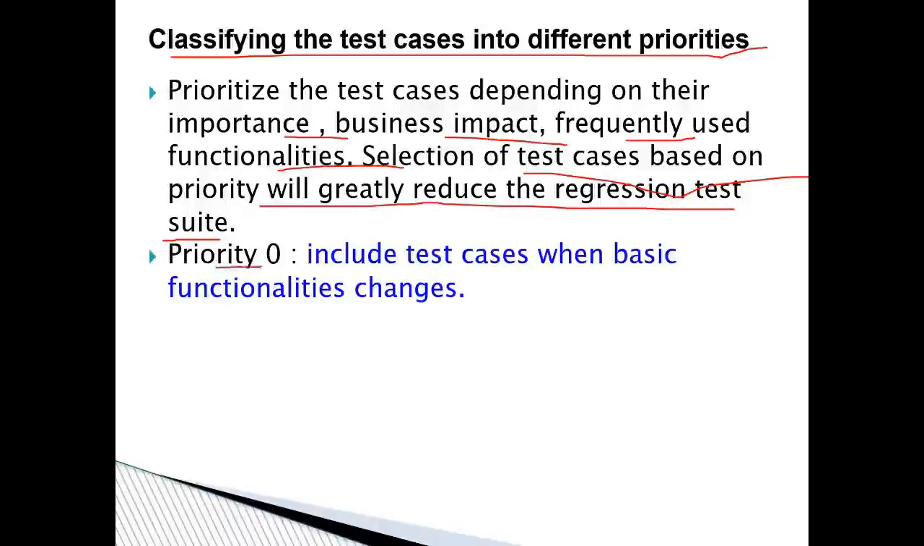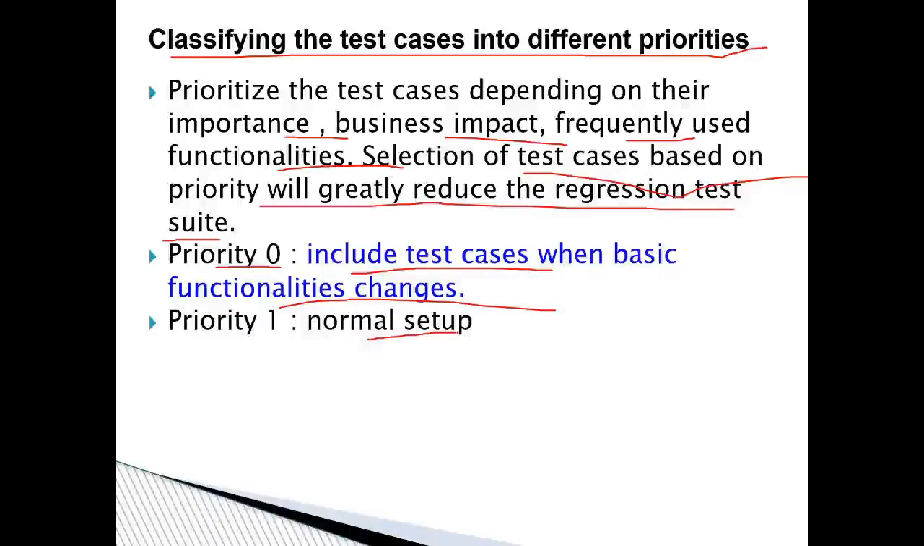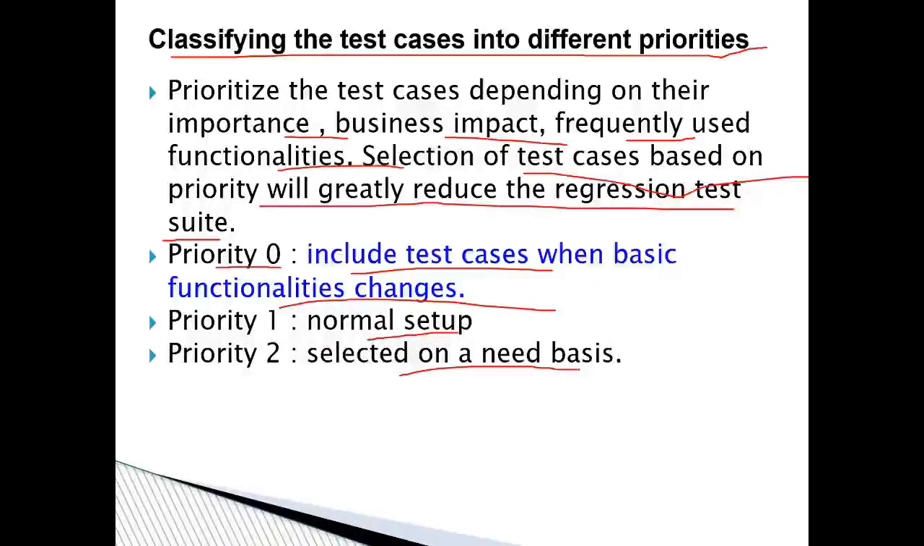Okay, you can start with priority 0, which includes test cases for when basic functionalities change. So mostly put the test cases about the basic functionality into this. Priority 1 is normal setup: the test cases from the setup, like configurations and resources related test cases. Next is selected on a need basis.